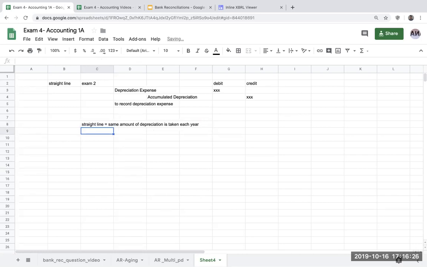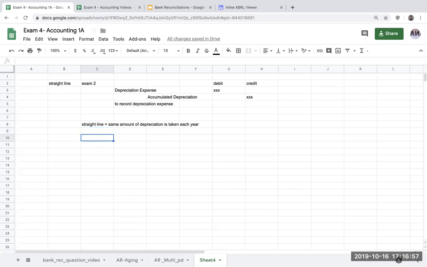The only way that this would not necessarily be applicable is if I purchased equipment, say on September 1st. Then I would have to take the full year amount and multiply it by the months that I used it. So if I bought equipment on September 1st, I would debit depreciation expense, and basically have to multiply that year amount by 4/12.